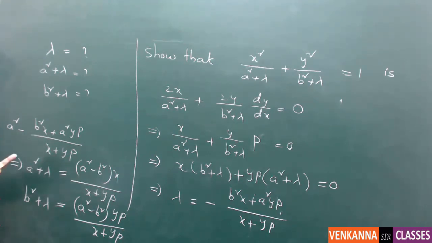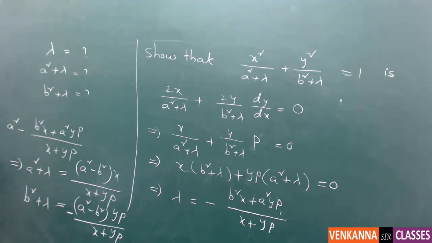I think you are doing simultaneously with me, so the doubts will be clarified. Yeah, b square minus a square. So can I put minus here? Fine.